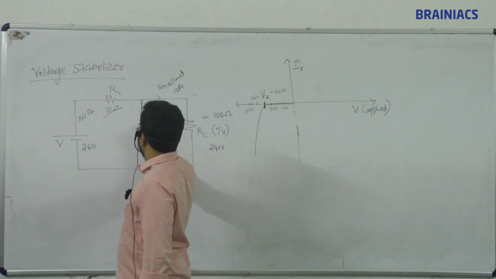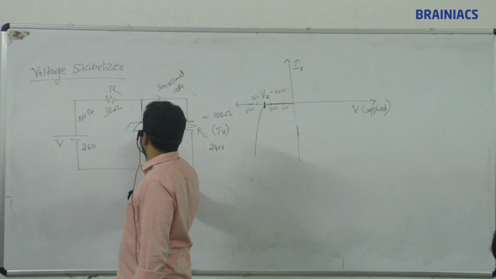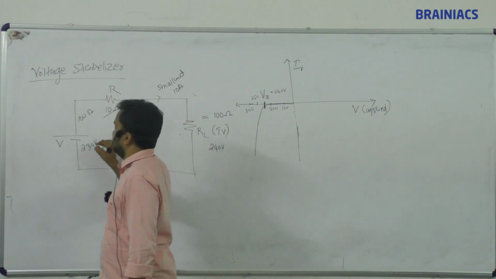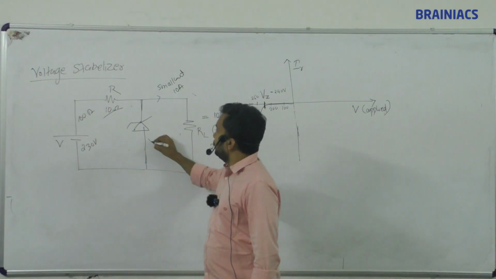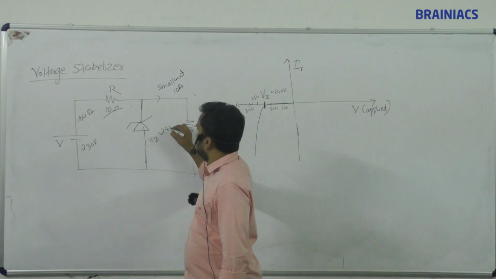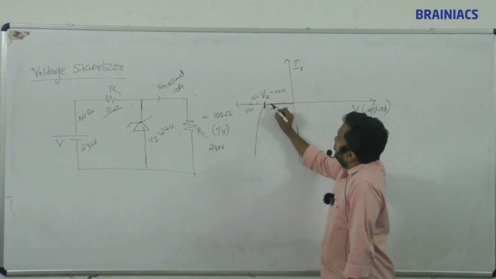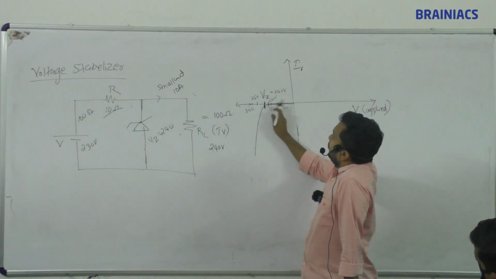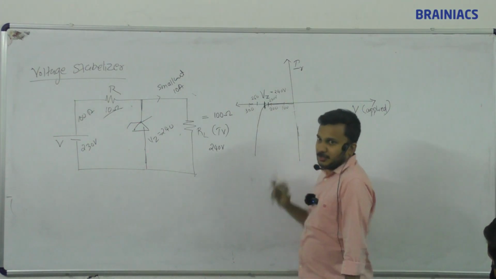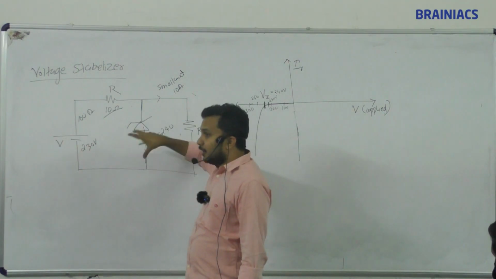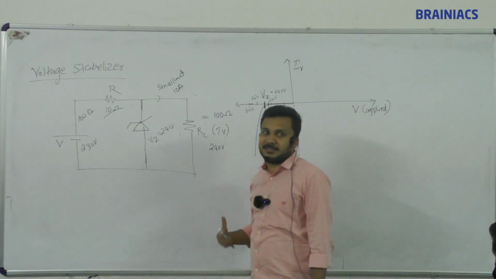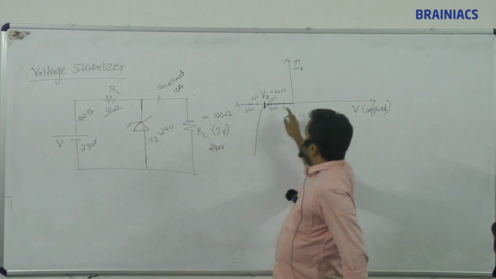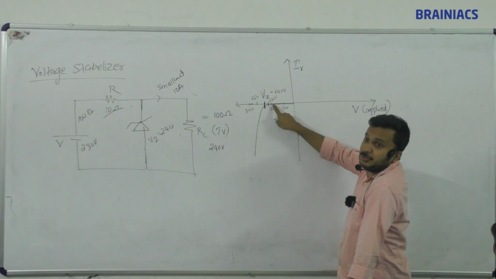The same Zener diode is placed over here, but instead of giving 260, I am giving 230 volts. What is the Zener voltage here? 240. So now 230 comes here. Is the Zener in breakdown or not? The Zener is not in breakdown. So the Zener is still in reverse bias. In reverse bias, what is the current through the Zener?